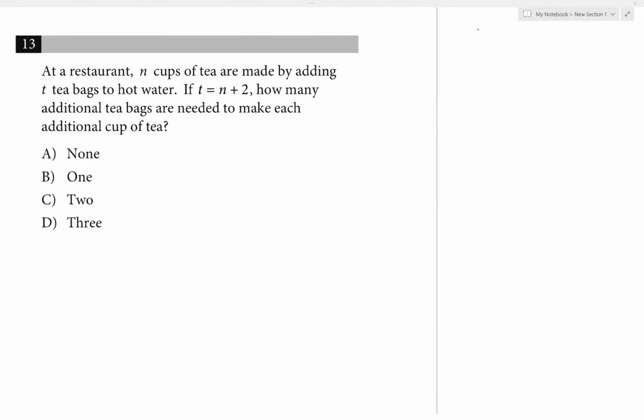All right, question 13. At a restaurant, n cups of tea are made by adding tea bags to hot water. If t equal to n plus 2, how many additional tea bags are needed to make each additional cup of tea here? Okay, so what we have here is this equation, t equal to n plus 2, and t represents the number of tea bags and n is the number of cups of tea that we have. Okay, and the question is, how many more tea bags do we need to make each additional cup of tea?